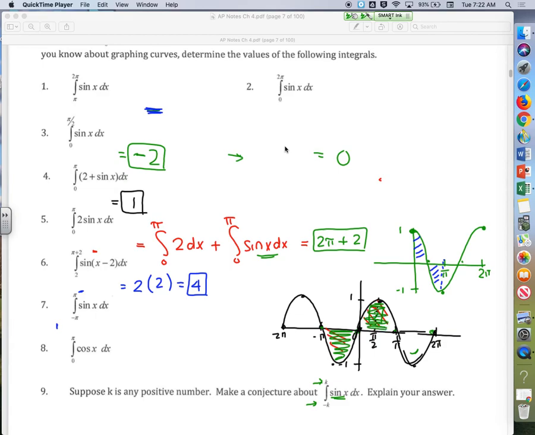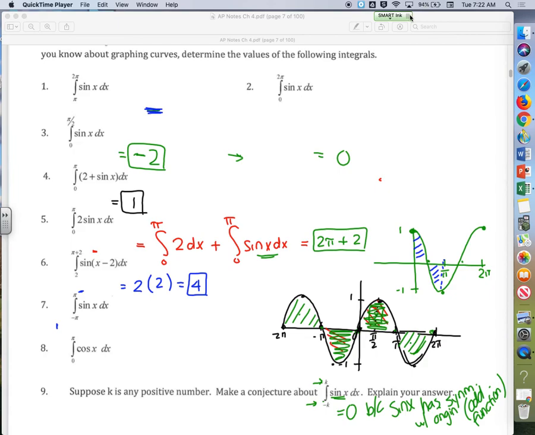If we went from negative pi over 2 to positive pi over 2, that area would be 0. We'd still get 0. So this is always going to give you 0 because sine has symmetry with the origin, which means it's an odd function. So long as those bounds are just opposite values, the area is always going to cancel out. You'll have part that's positive, part that's negative.